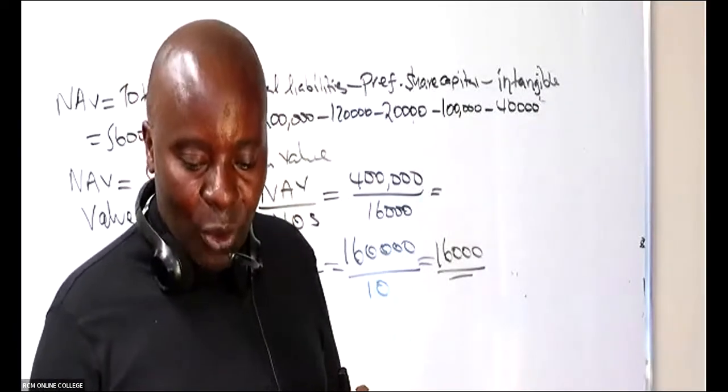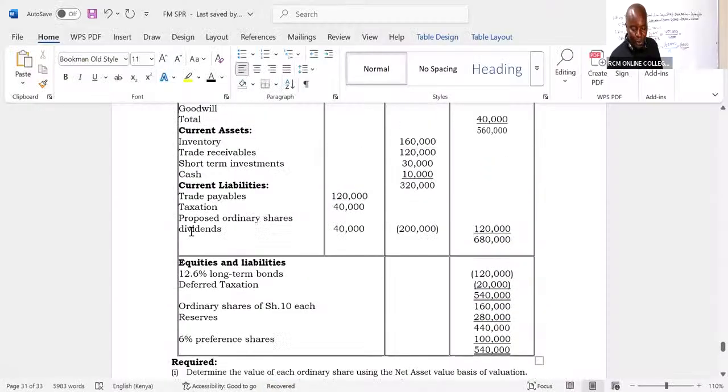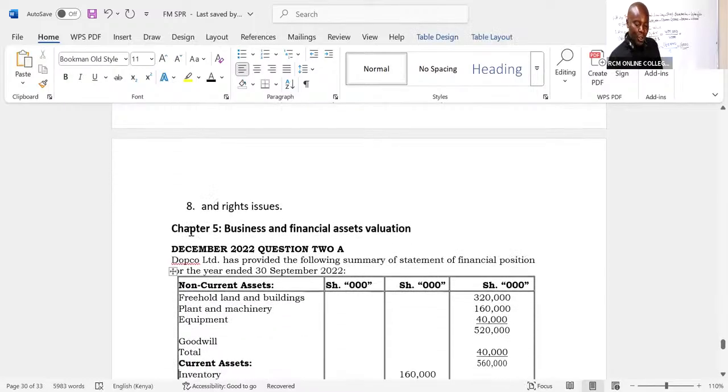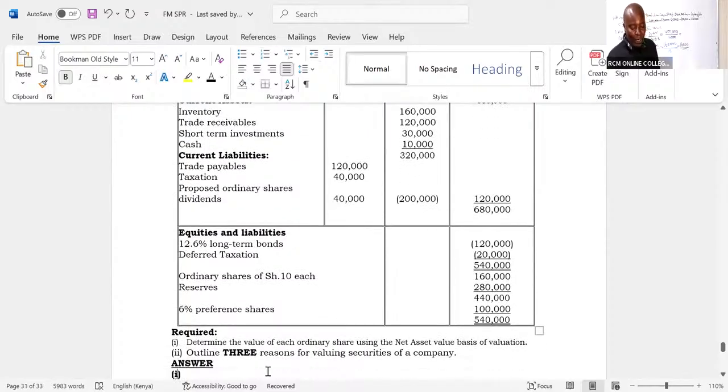Thank you so much. So then we continue here on the same sitting. This examiner wanted you to mention here, why is it important for a business to value its shares, value its assets? If you look at part B of this question, outline 3 reasons for valuing securities of a company. I would want to value securities of a company, ladies and gentlemen, for purposes of mergers and acquisitions. 2 companies would want to merge. They can't just merge haphazardly. They would want you to come in as a valuer and attach a value to the shares.